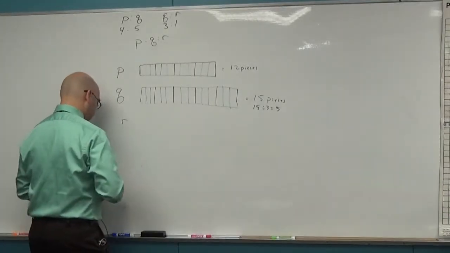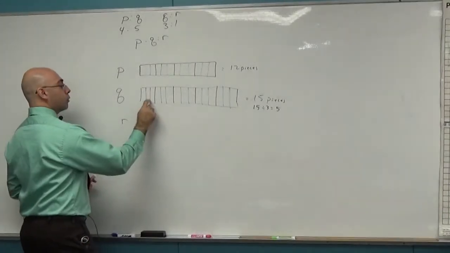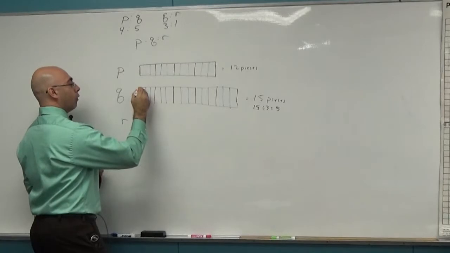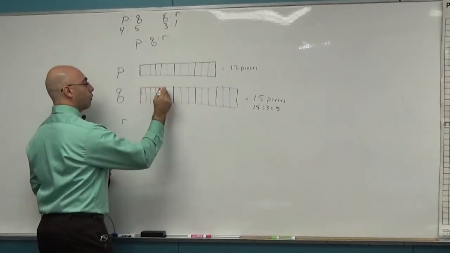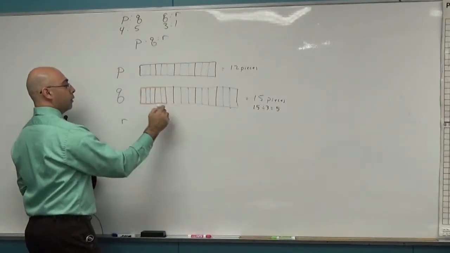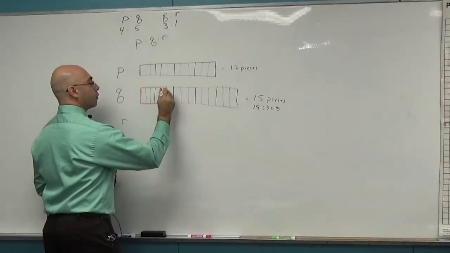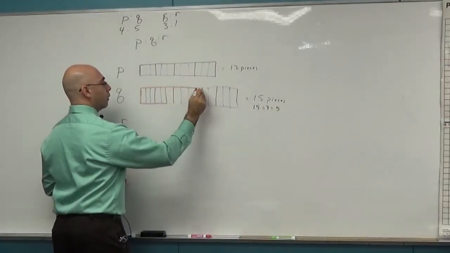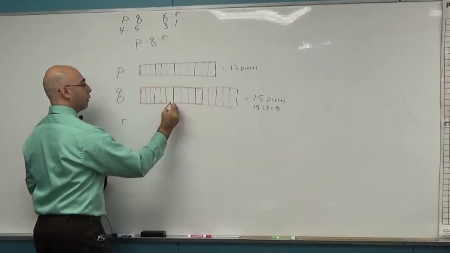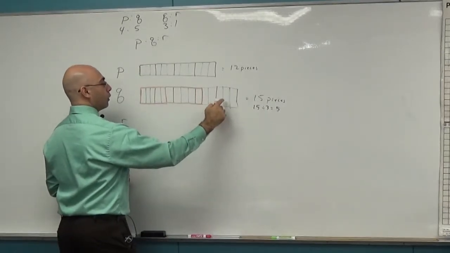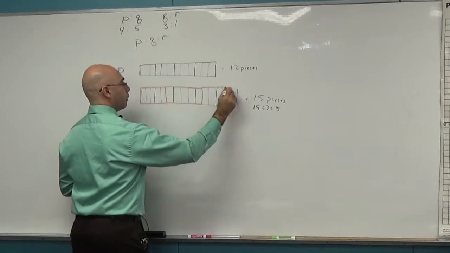Let me use a different color for that. 1, 2, 3, 4, 5. So I'm going to put 1 rectangle around here. 1, 2, 3, 4, 5. 1, 2, 3, 4, and 5. So I'm going to group those. 1, 2, 3, 4, 5. And then 1, 2, 3, 4, 5. Boom.